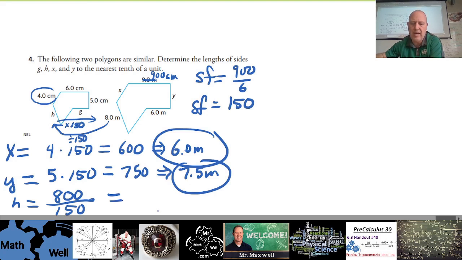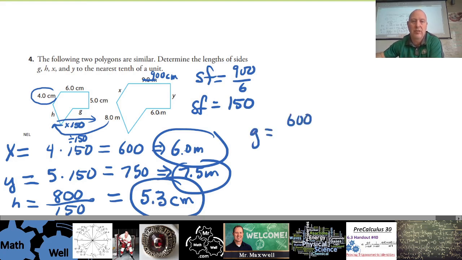5.3. Okay, so let's just go one decimal place. Nearest tenth of a unit, it says. So 5.3, and that's going to be centimeters. Very good. And finally, G is going to be 600 centimeters divided by 150. And I think that's just 4. So 4 centimeters.